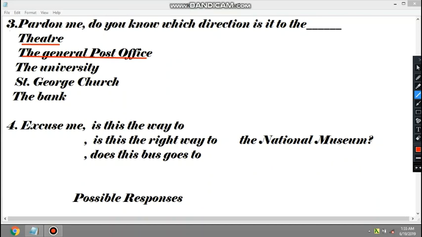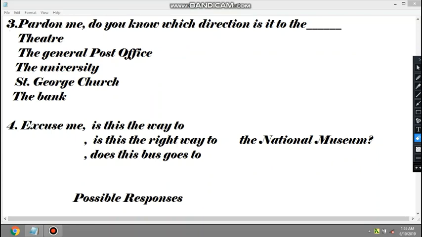Could you tell me, or do you know which direction is it to the university? So in the dash again you can put this one and the rest. Do you know which direction is it to St. George Church? Or do you know which direction is it to the bank? So this is another way of asking a question for direction.